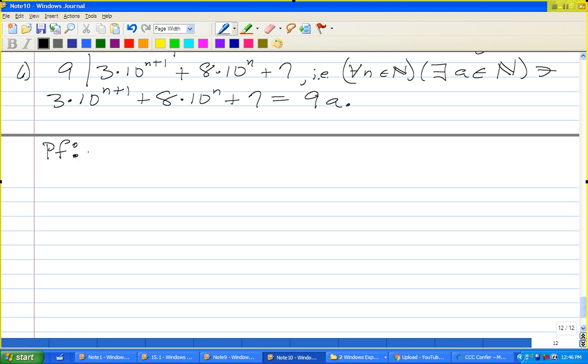Okay, so let's do that. So let's do the initial case. So let's look when n is equal to 1. Why do I keep doing that? So let's look when n is equal to 1.